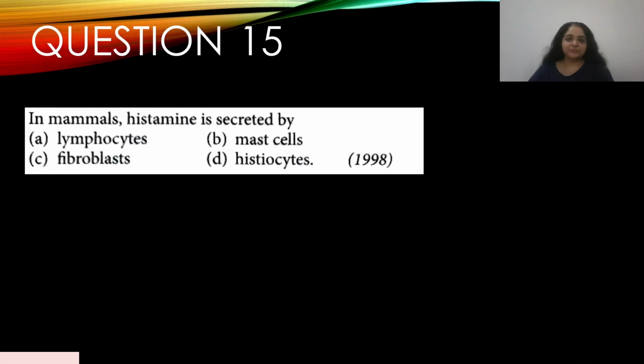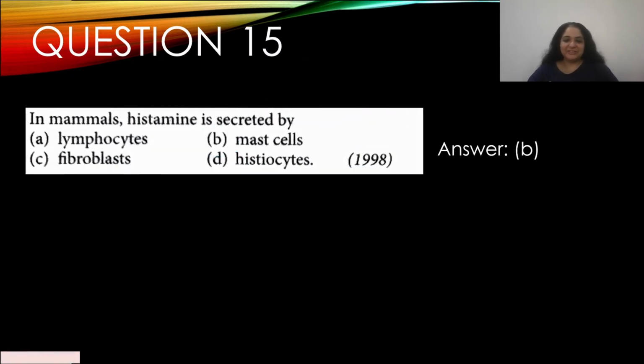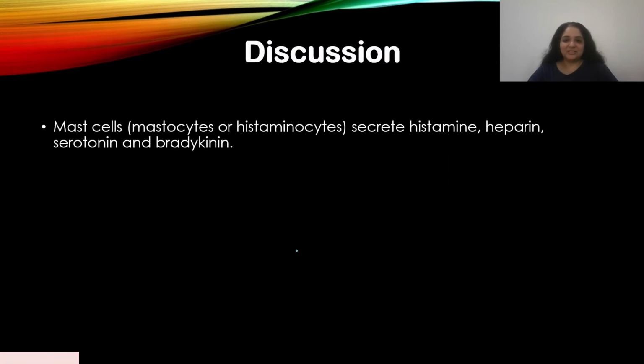Okay, let's move on. Question number 15. In mammals, histamine is secreted by, this appeared in 1998. A. Lymphocytes. B. Mast cells. C. Fibroblasts. D. Histiocytes. So histamine is secreted by B, mast cells. Again, this is like the third question regarding mast cells in this lecture today itself. So mast cells seem to be important. They secrete histamine, heparin, serotonin, and bradykinin. So note that down.